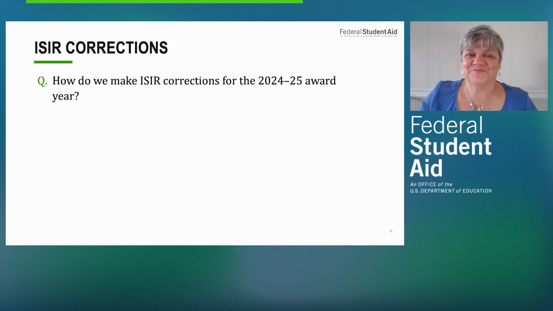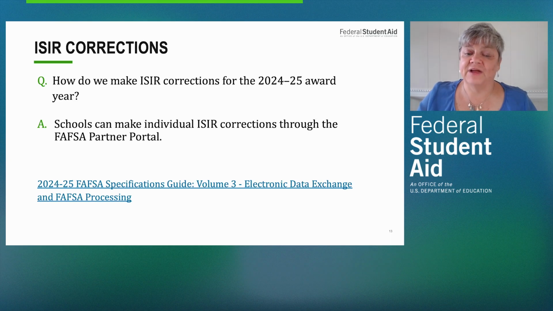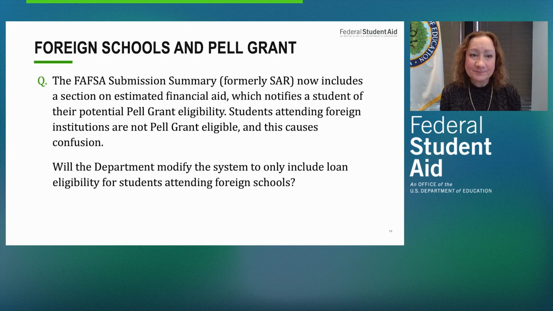Next question. How do we make ICER corrections for the 2024-25 award year? And the answer is schools can make corrections to individual ICERs through the FAFSA Partner Portal. You can find out more about ICER corrections in the FAFSA Specifications Guide, Volume 3, using the link on this slide. Well, Michelle, this is a good question too.